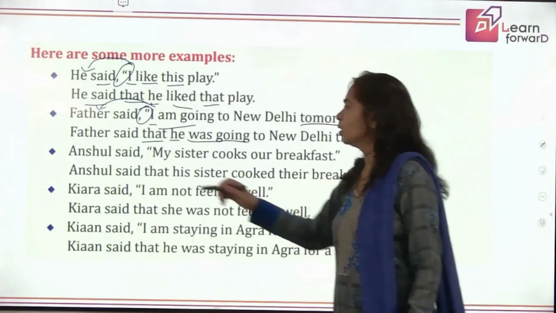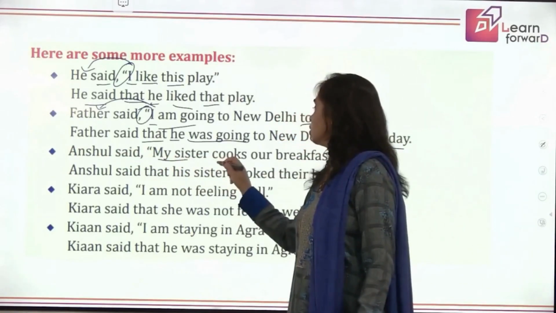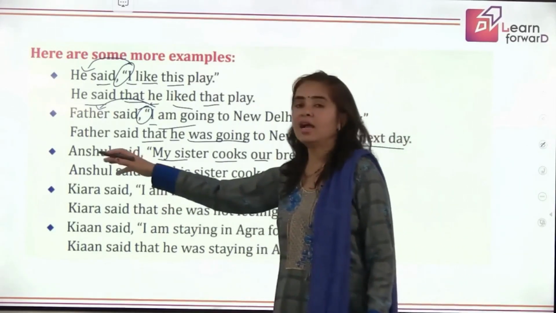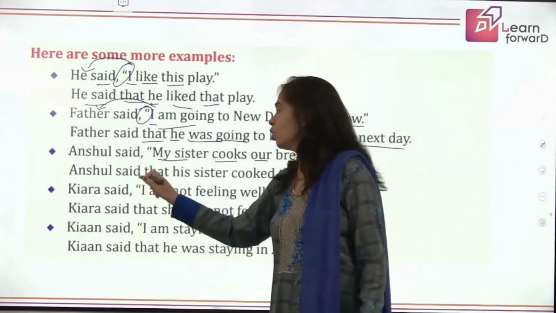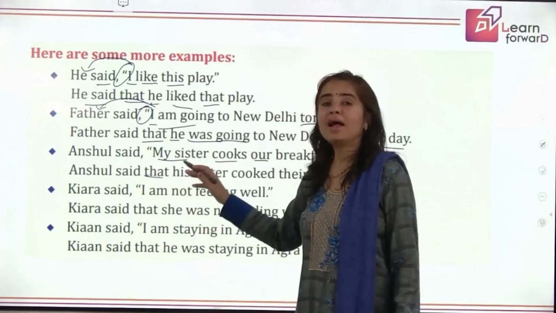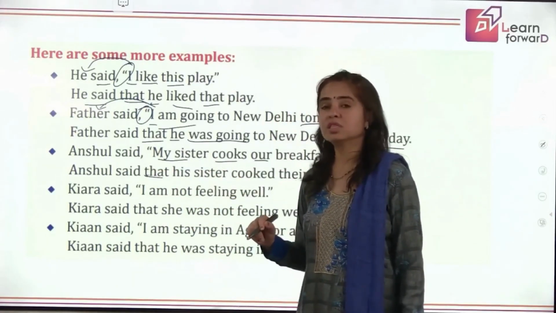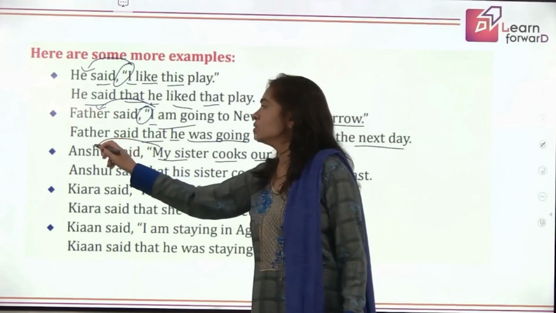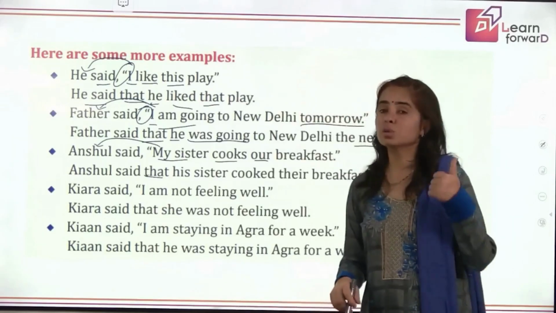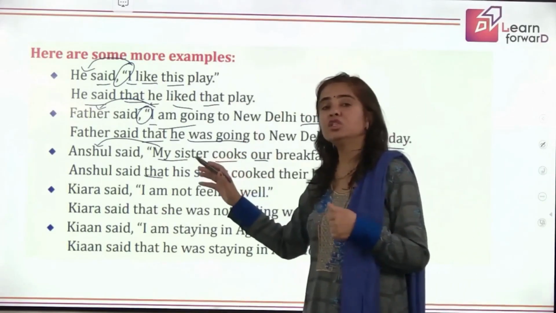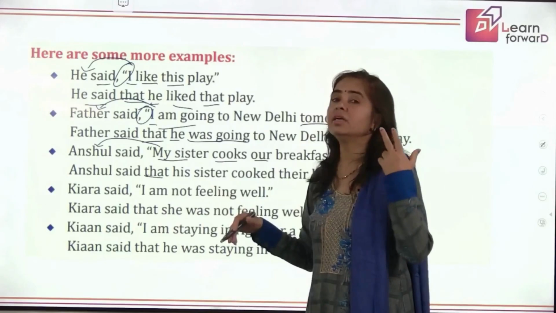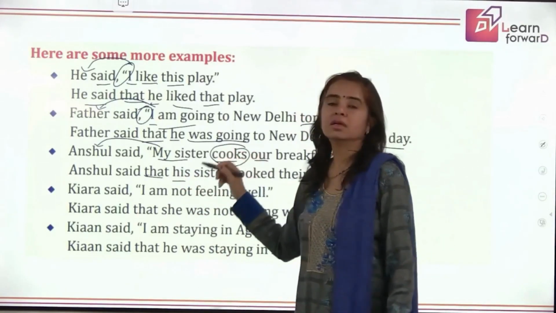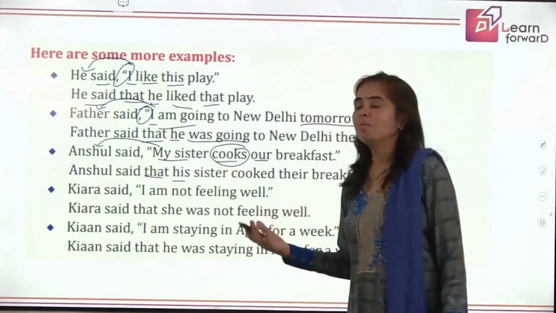Let's do some more. Anshul said, my sister cooks our breakfast. So what are the changes we have to make? Anshul said, remove commas, inverted commas, introduce that. My is first person possessive adjective. So first person possessives change according to subject. Anshul is masculine gender. So my will change to third person masculine gender singular. His sister. Cooks present tense will change to past tense.